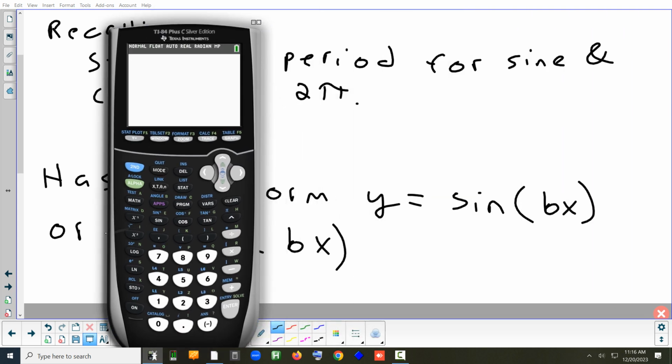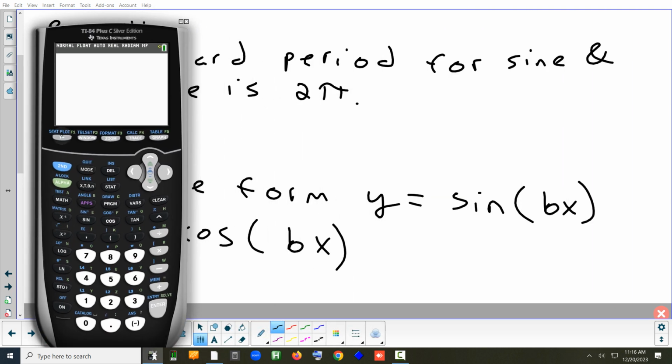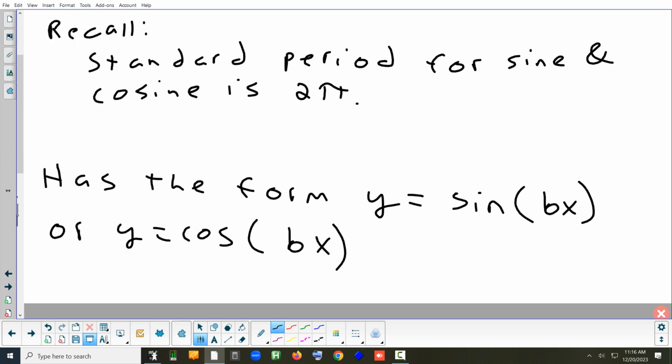If you make b big, it compresses. So if I graph sine 8x, that's going to be very compressed compared to sine x. The bigger I make b, the more compressed it gets. The smaller I make b, if I make b 0.5, that 0.5 is going to cause it to stretch.